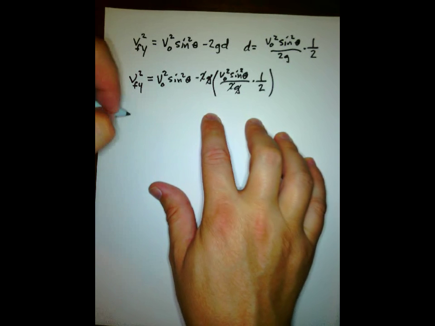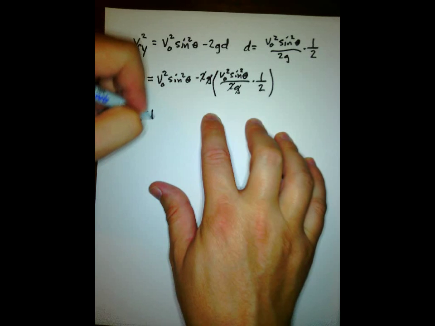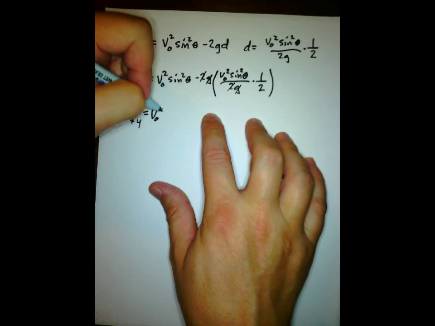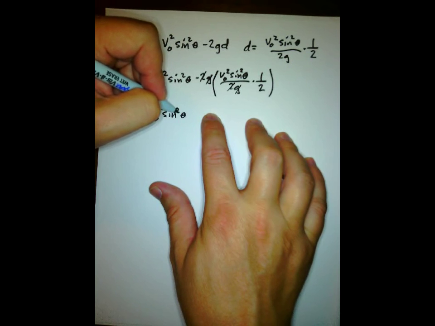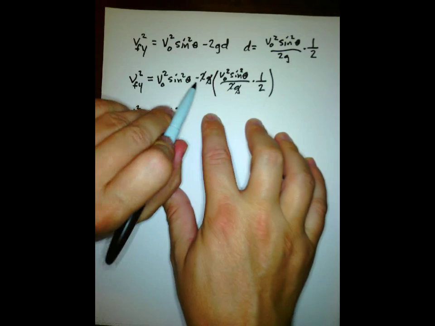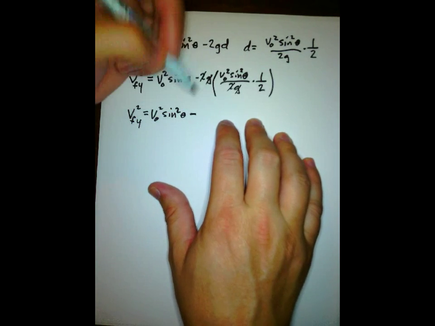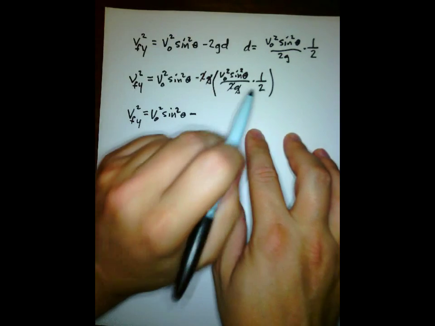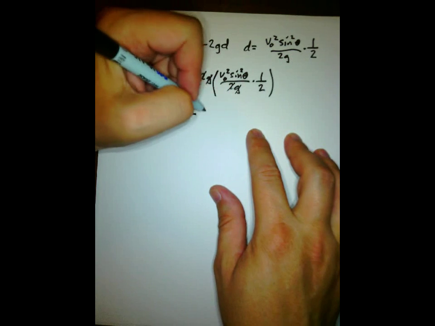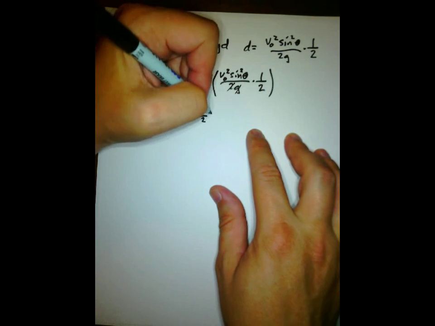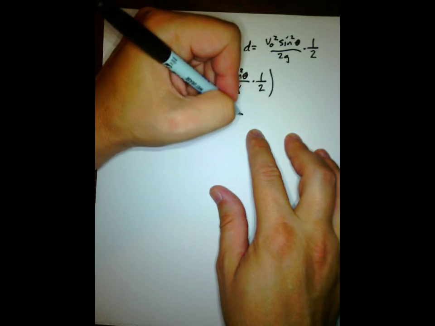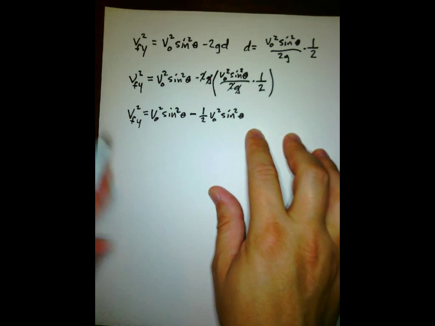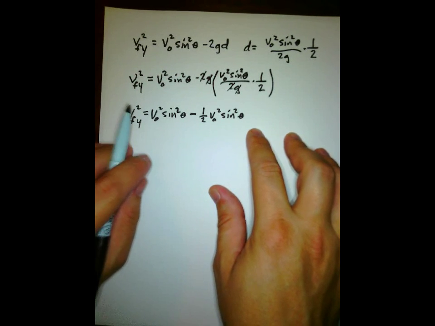And so now v final y squared equals v initial squared sine squared theta, and then this minus sign goes here, and I'm going to write the 1/2 out front, so 1/2 v naught squared sine squared theta. Alright, we're getting close, hang in there.